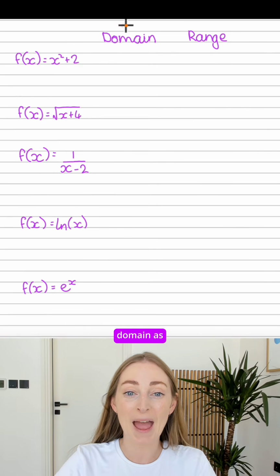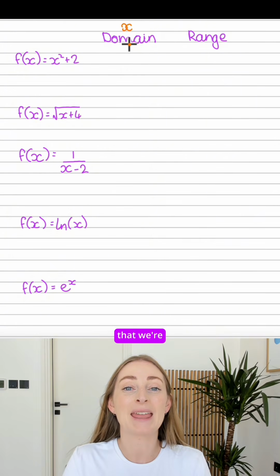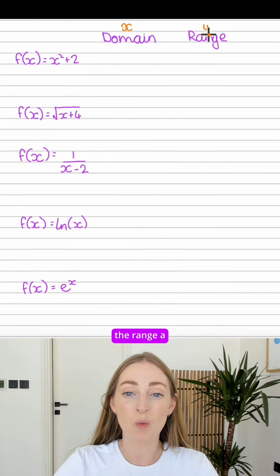Think of the domain as your x values, so it's all of the values that we're going to input. And think of the range as your y values.